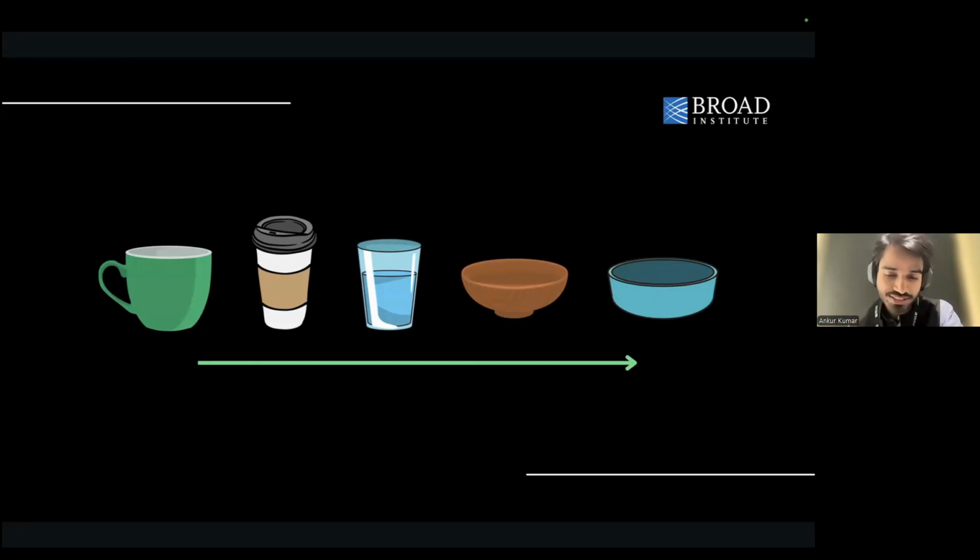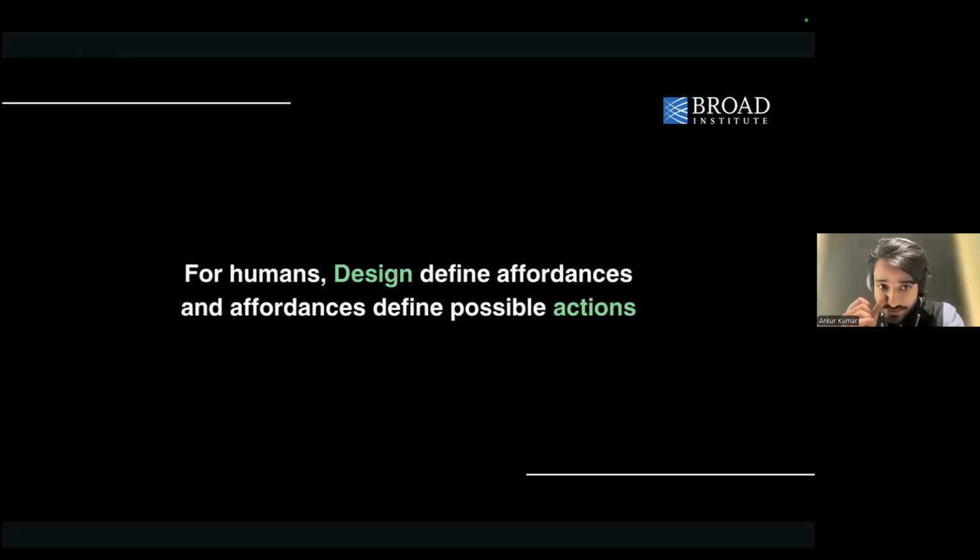So that's the first observation that's very important whenever you're doing any design of a system. For humans, design defines affordances, and affordances define possible actions. So when you see a cup, there's a handle there, right? That's a very specific affordance that you built into the design, and that affordance defines that you can use this tool to drink coffee.